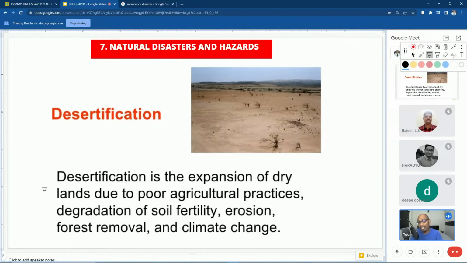Why is desertification also happening? In some parts of Andhra Pradesh, deserts are now coming into the picture because of a lot of reasons. Desertification is the expansion of dry lands due to poor agricultural practices, degradation of soil fertility, erosion, forest removal, and climate change. So these are the reasons. We have seen in the north, in Andhra Pradesh and Karnataka, this desertification is really happening, and we can witness these things with our own eyes.